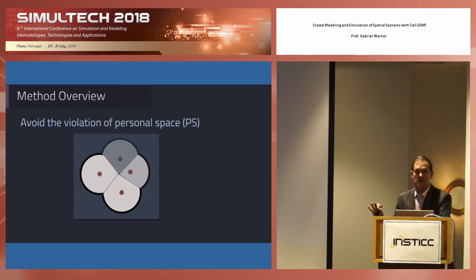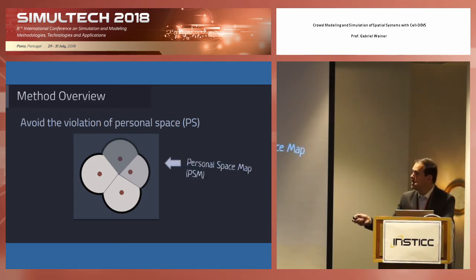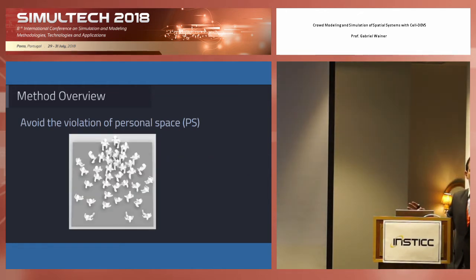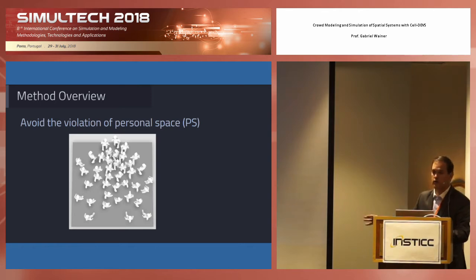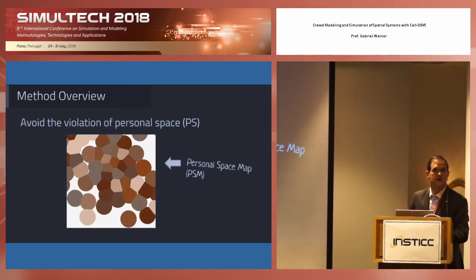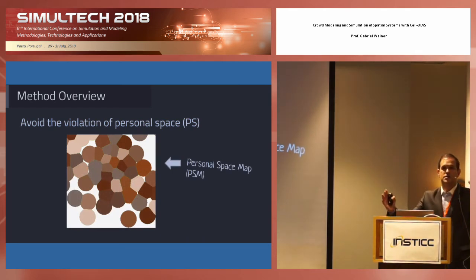Now, the interesting thing about the method is that we create a personal space map, and we can map a crowd in this personal space map. So you have these people walking around, they go in direction of the exit. We create the personal space map, and this is how it looks like. And it's very simple. It's a bunch of cones, okay, that intersect each other.